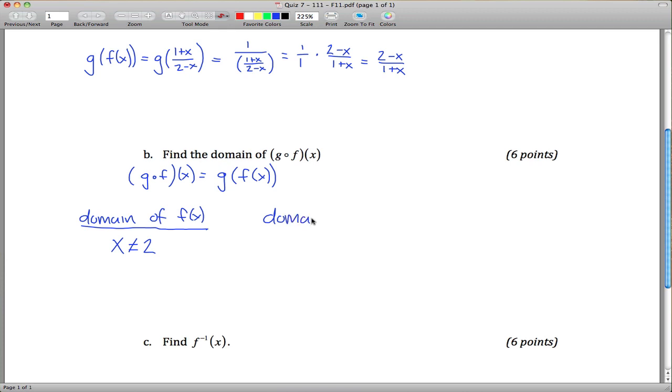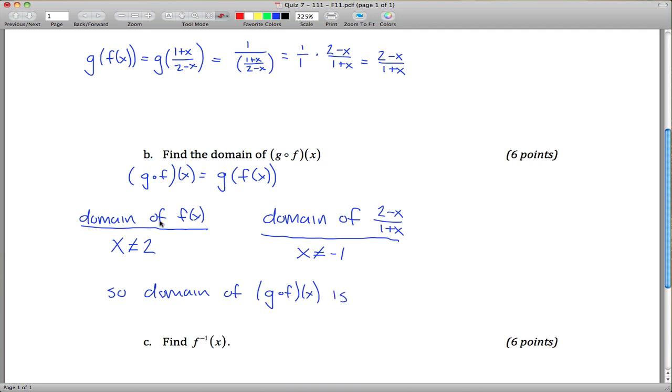Now we want to worry about the domain of the composite function, g of f of x, which was this thing right here, 2 minus x over 1 plus x. Again, no square roots, which is nice, so we just have to make sure that we don't divide by 0. We want to make sure 1 plus x is not 0, so x does not equal negative 1.